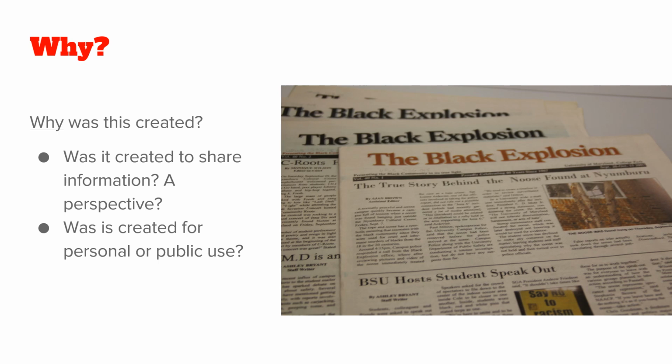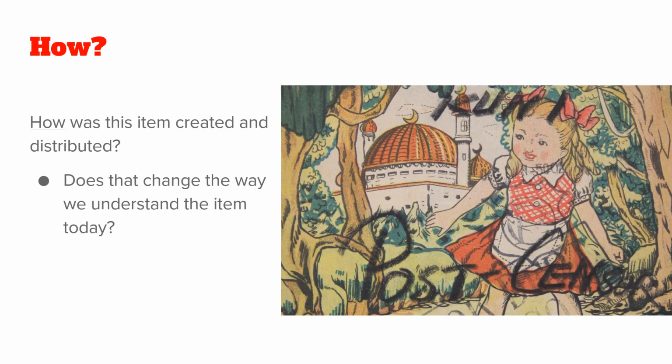Why was the item created and/or shared? Sometimes this answer is obvious, and other times you might need to make your best guess. Was this item created to share information? To share a perspective? Was it created for personal or public use? Was it meant to be consumed by others at the time? If so, how was this item created and distributed? Does that change the way we understand the item today?